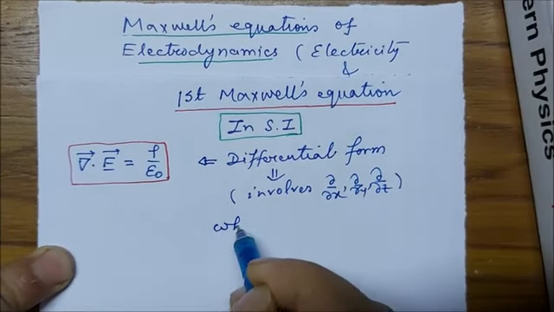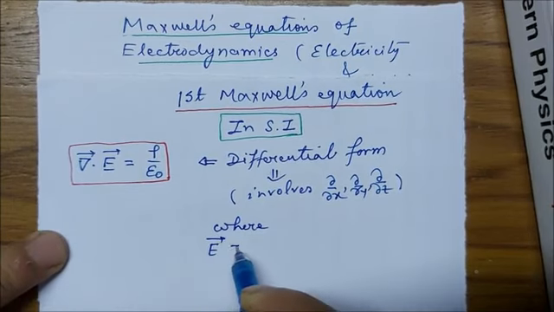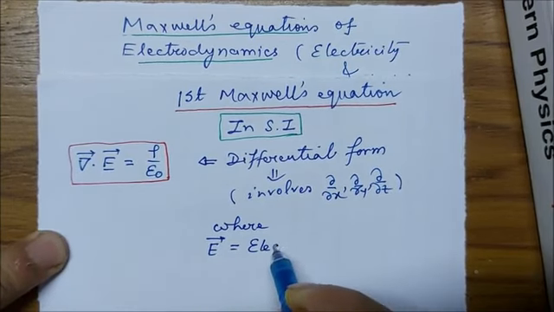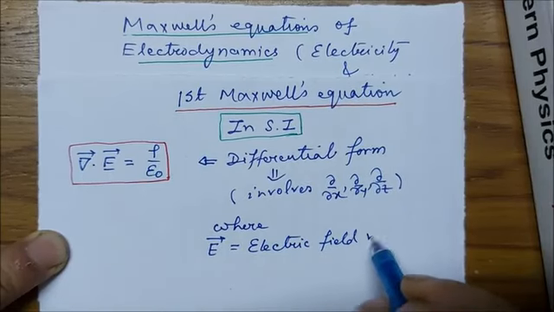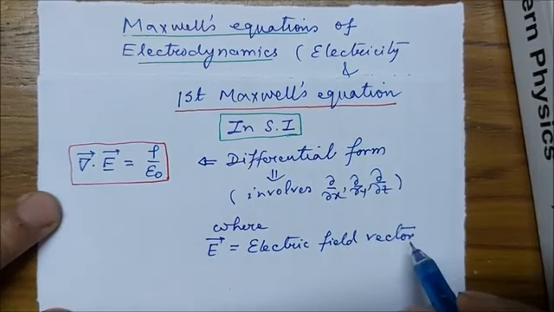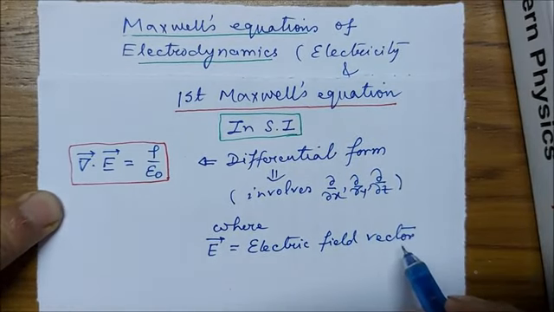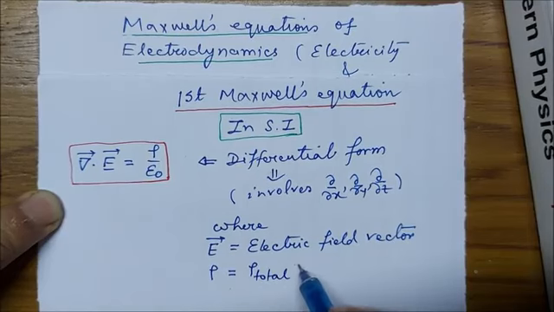Here vector E stands for electric field vector, a fundamental vector of electrodynamics. Here rho stands for the total charge density, so rho is also called rho total.